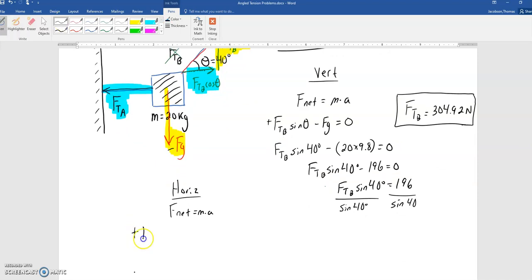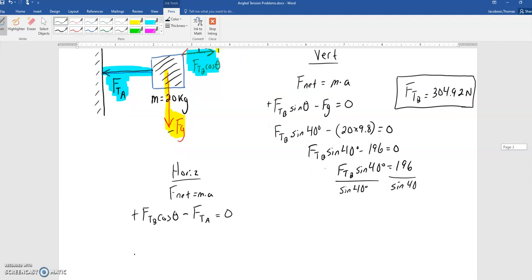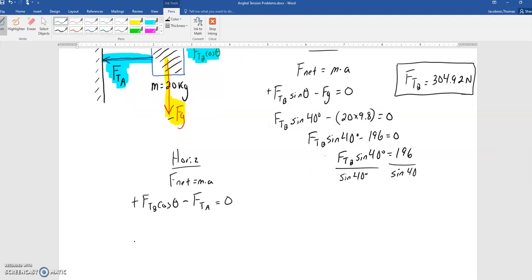I will assign the force to the right to be positive. So I'll say positive FTB cosine of theta minus FTA equals, and again, our acceleration is 0. By the way, you could flip those. You could do positive FTA minus FTB cosine theta, and it wouldn't matter. Because our acceleration is 0, you can assign any direction to be positive or negative. And at this point, you're 90% of the way done with the problem.